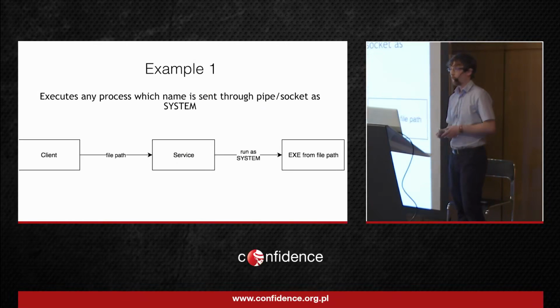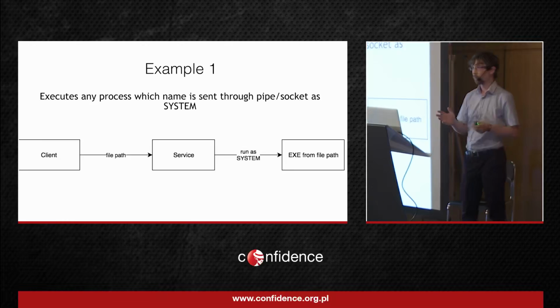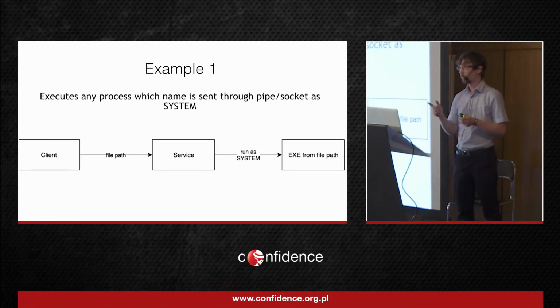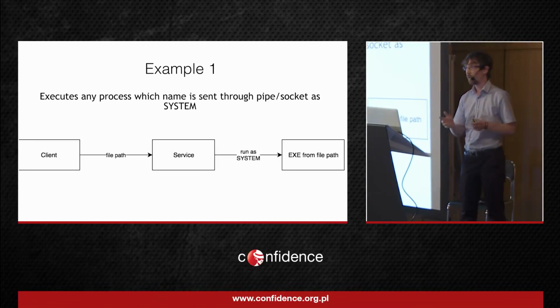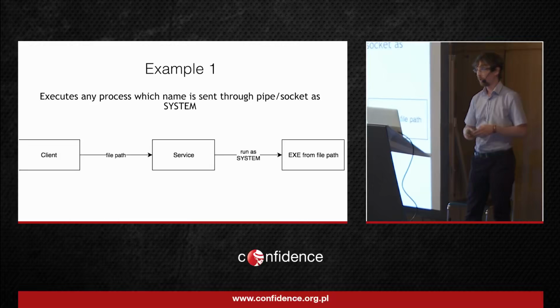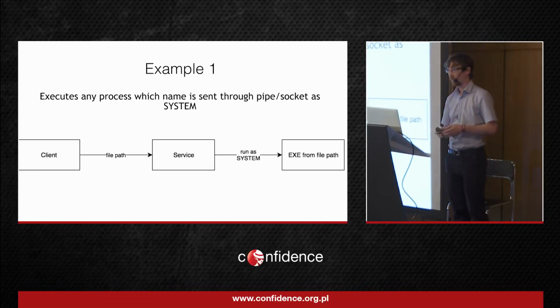First example, very simple. Let's think that there is some software which, in a loop, waits for a connection to the socket. All data that are passed through that socket are converted to a string, and this string is passed directly to the CreateProcess API. And as you may think, the CreateProcess API on Windows creates a new process.